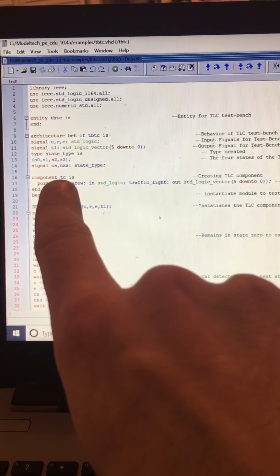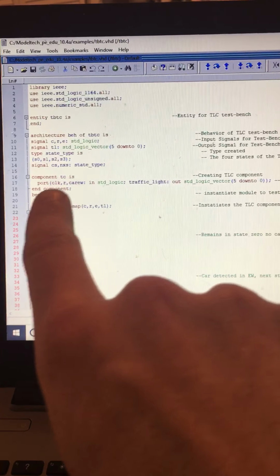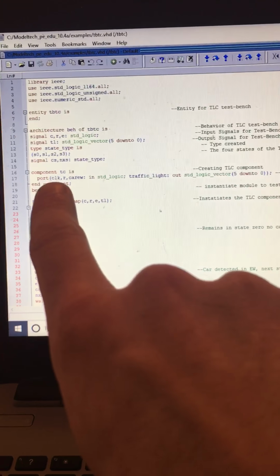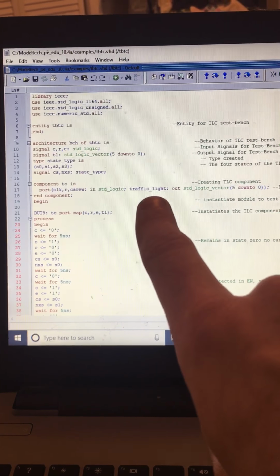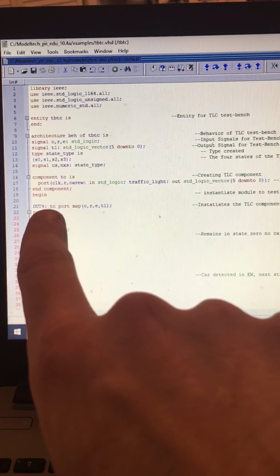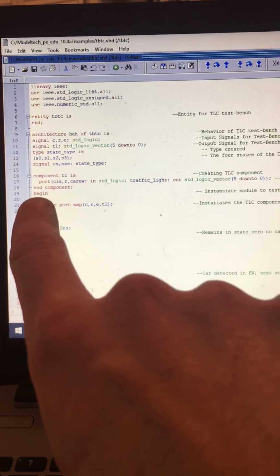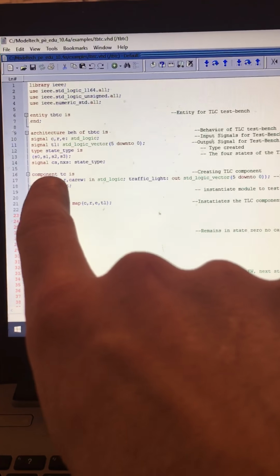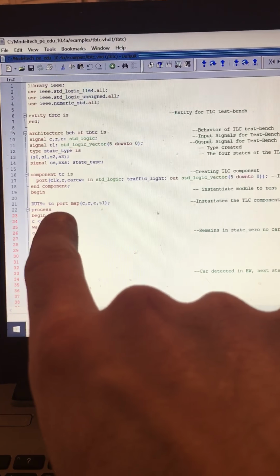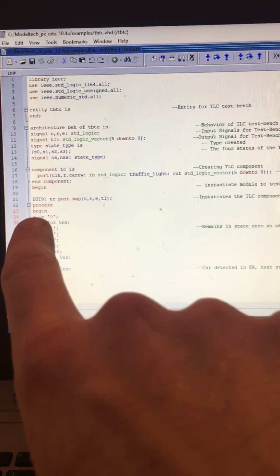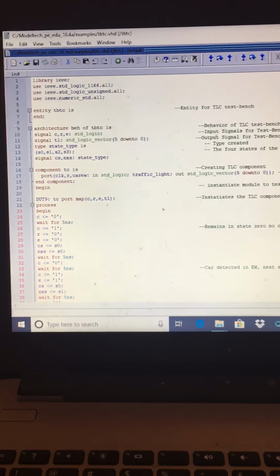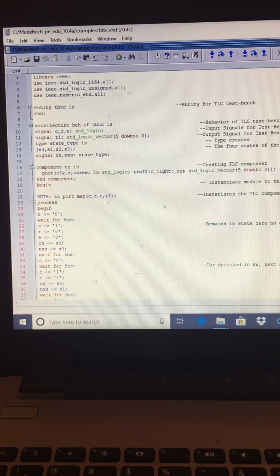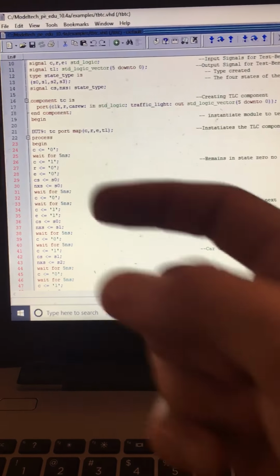I created a component, TC, which is the traffic light controller, and its ports are clock, reset, car and east-west, and then the output is a 6-bit traffic light output. And then I end the component, and that is creating my traffic light component. Next I'm instantiating my traffic light component, and then I have a process.